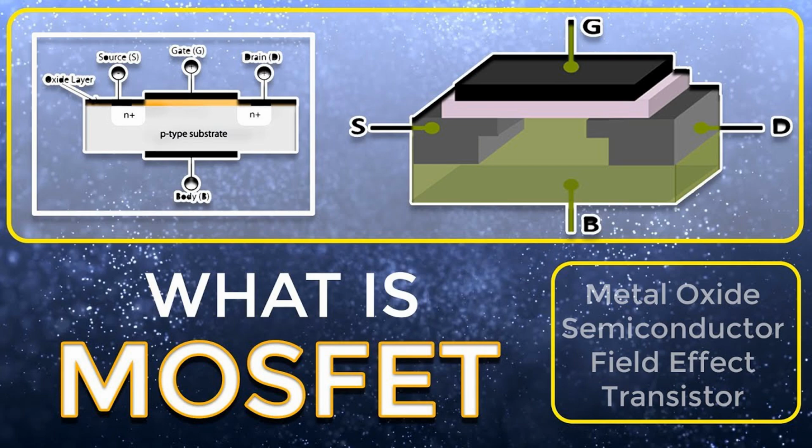CMOS technology. Logic gates, basic digital logic gates, AND, OR, NOT, NAND, NOR, XOR, XNOR, are constructed using CMOS technology. Each gate uses a combination of PMOS and NMOS transistors to perform logical operations with high efficiency.